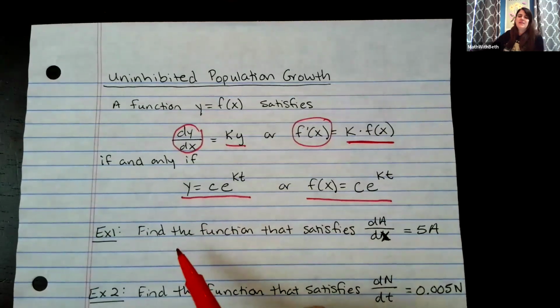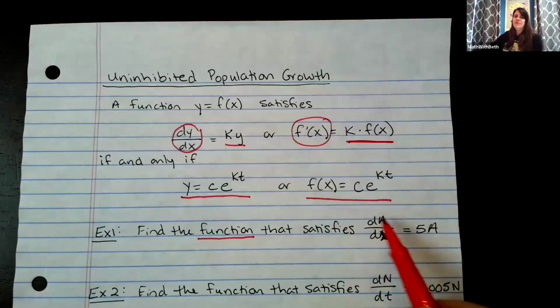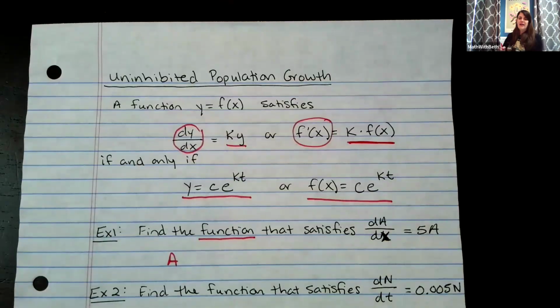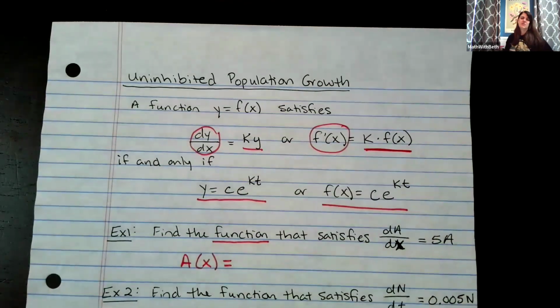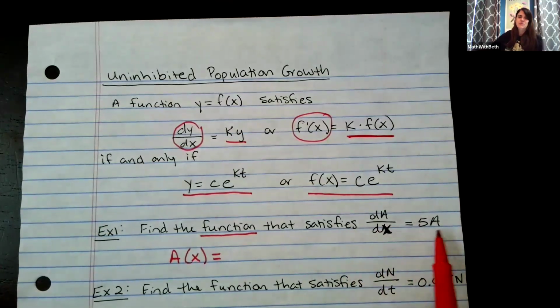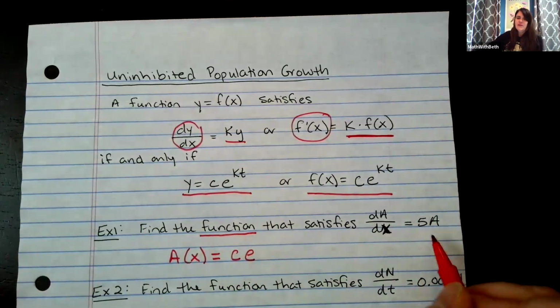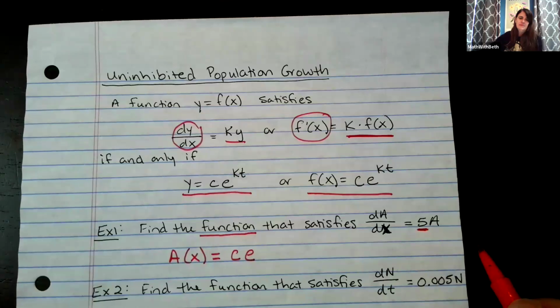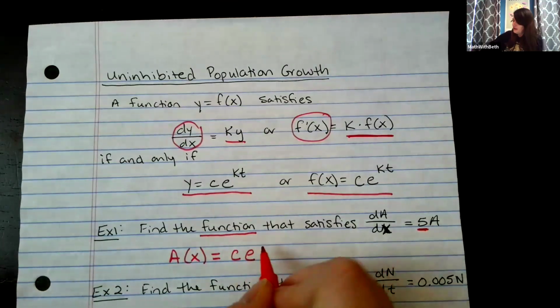So it might ask you to find the original function. So find the function that would satisfy the fact that the derivative equals 5 times a. Well, these a's here are our clue that we're going to call the function a. And since there's an x here in the bottom, it means there's going to be x's in it. So I'm going to call my function a of x. And now it must be, because it's using this rule, it must be in the form c times e to the kt. The only thing I know, though, is what k is. Because if the derivative is 5 times a, then 5 must be the k.